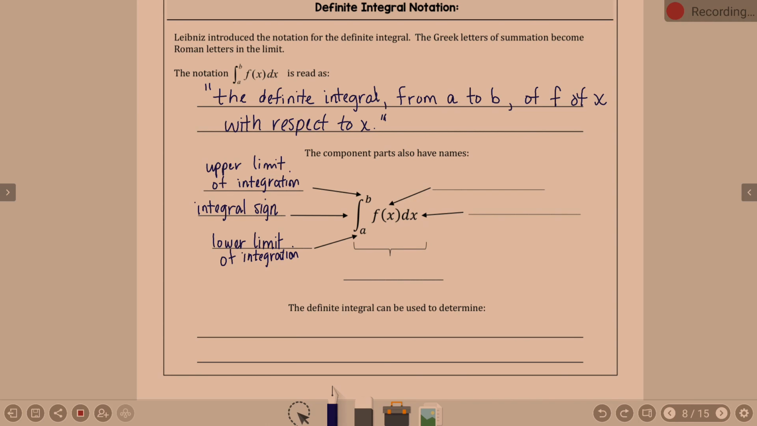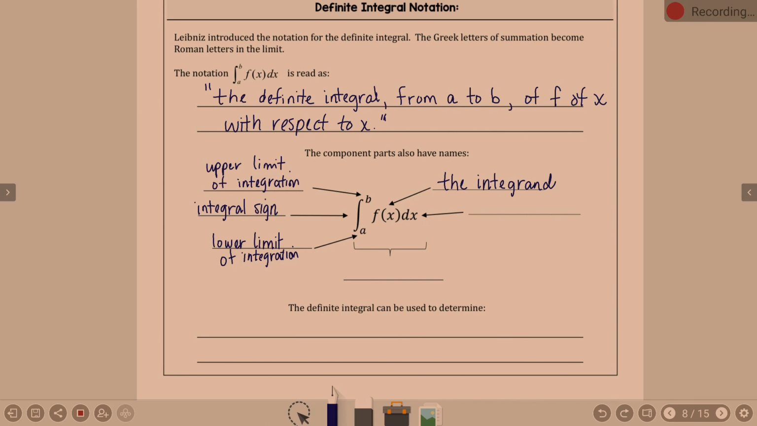Function. F of x? Yeah. It is the function, but I'm going to call it the integrand. The integrand. It is the function you are integrating, if you will, also known as the integrand. Now, I've been using the integral sign from day one. I don't usually use integrand. Maybe some calc teachers do, but that's not my vocabulary.